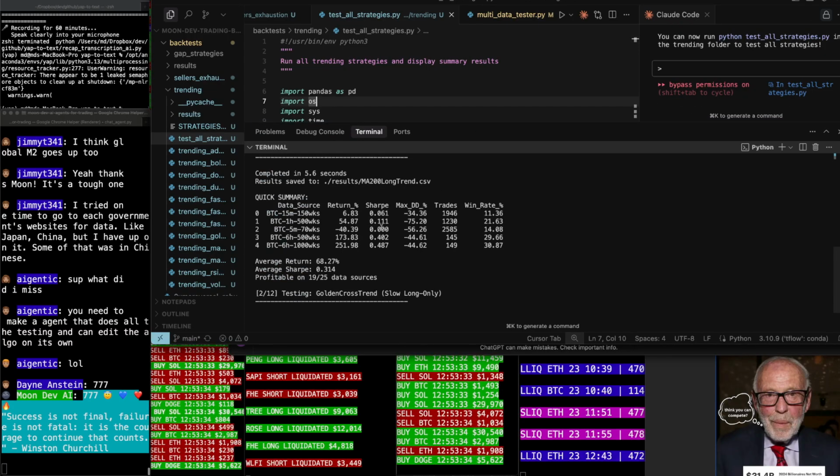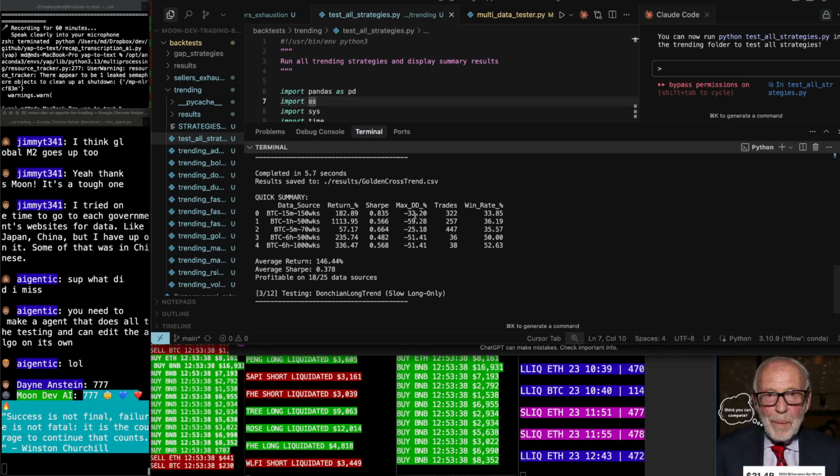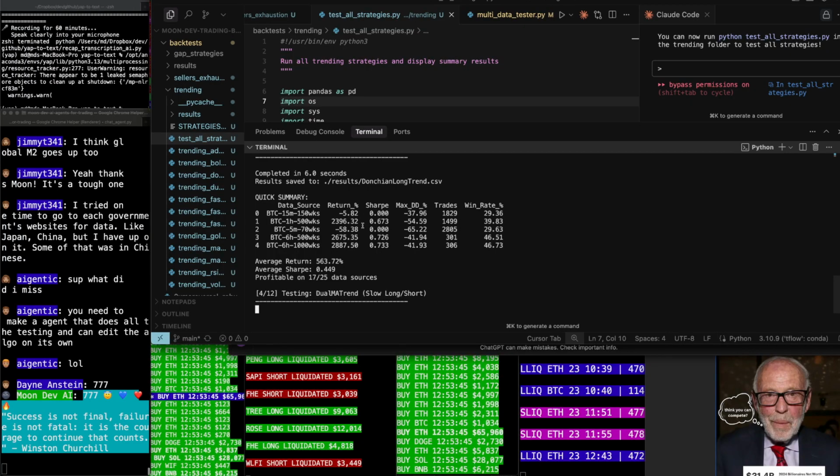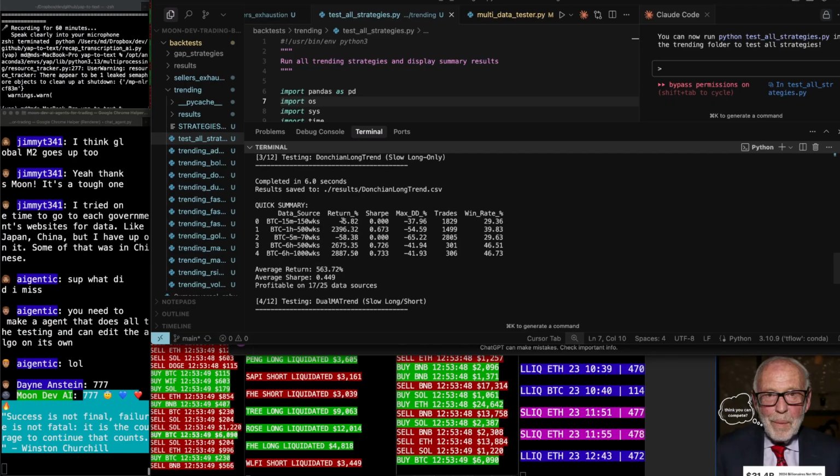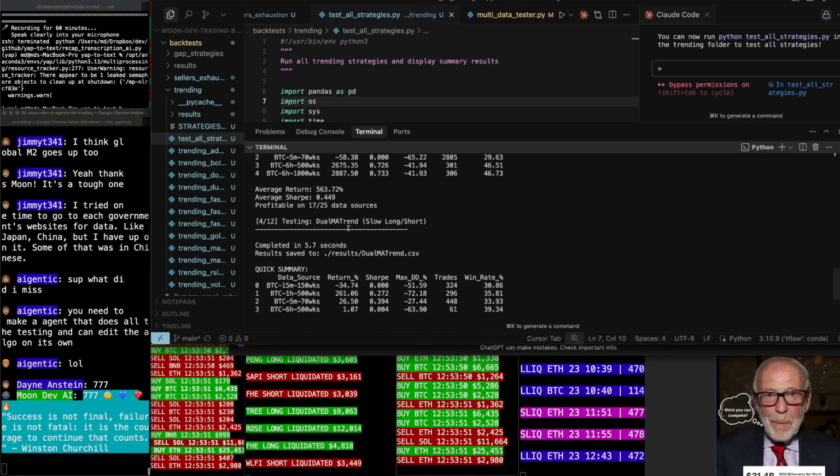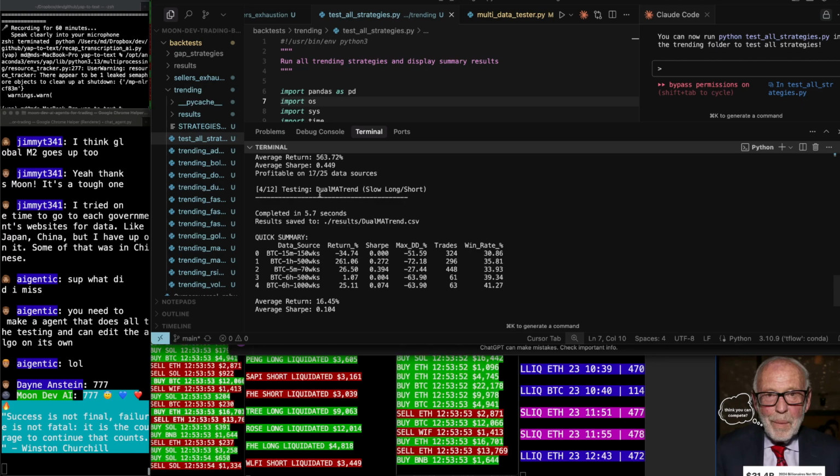Okay, look at this, dude. Quick summary. Return, Sharpe here, 0.85. What's up with this quick summary, though? Profitable on 17 out of 25.